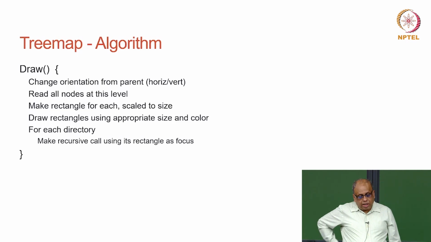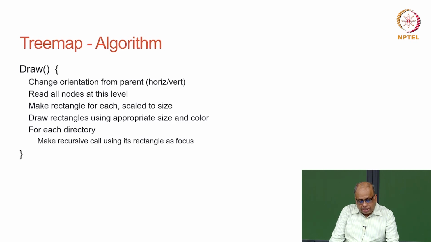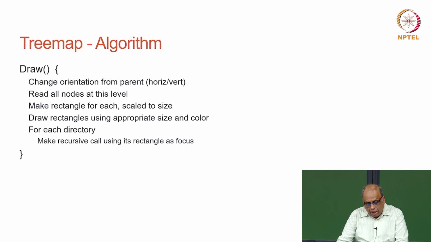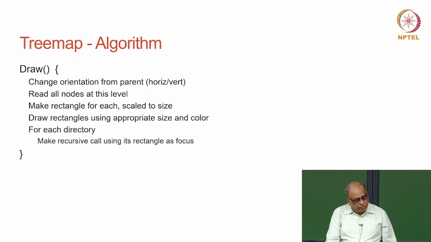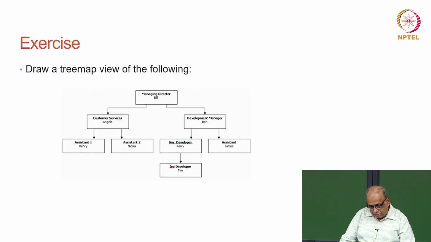So how the tree map algorithm works is that you change the orientation from the parent. So once you start horizontal, next time you go vertical and so on. Read all the nodes at this level, make a rectangle for each and scale to size, and then draw rectangles using appropriate size and color. And for each directory, as you know, a tree is a recursive structure, you again call it for each of the subdirectories. So this is the way that tree map works.